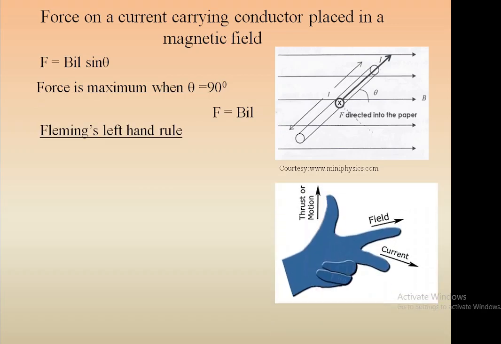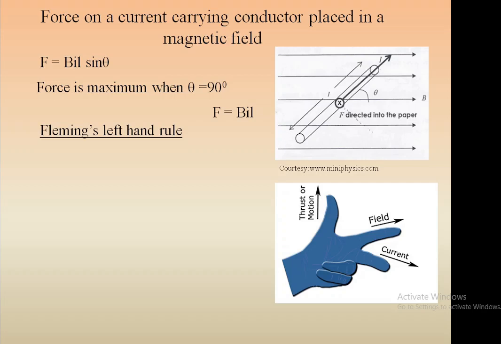You take your left hand and stretch your thumb, forefinger and middle finger in mutually perpendicular directions. If the forefinger is pointed in the direction of the magnetic field, while the middle finger is in the direction of the current I, then the thumb will give the direction of the motion or the direction of the force. This is what Fleming's left hand rule says.